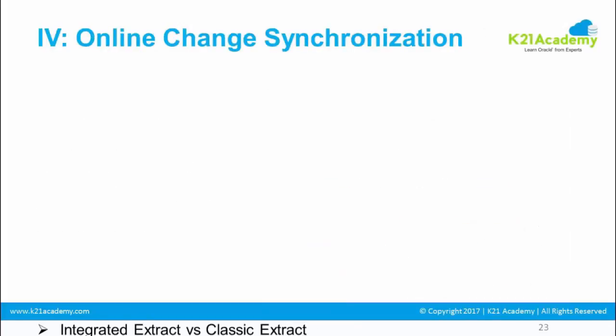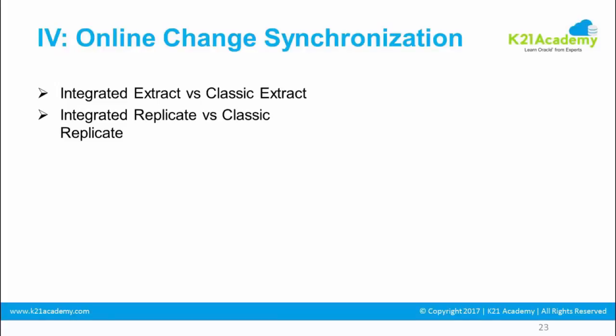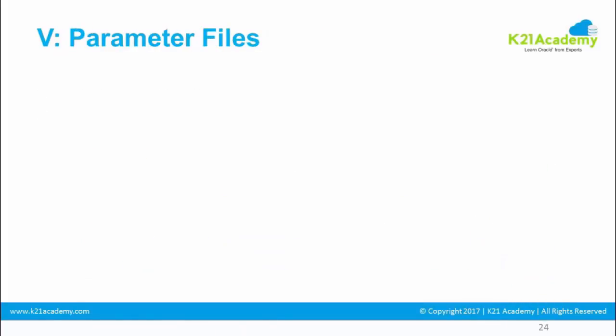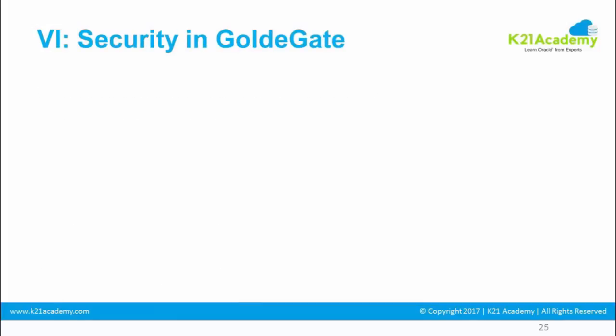Then what is online change synchronization in your environment? What is integrated extract versus classic extract? What is integrated replicate versus classic replicate? Then we'll be discussing parameter files: how to comprehend and understand parameter files, and how to configure new parameter files.